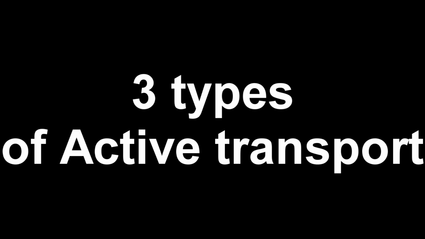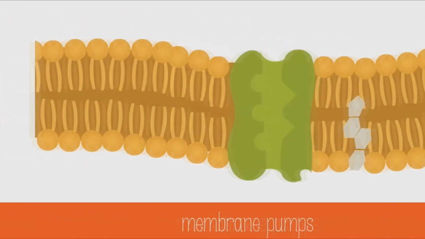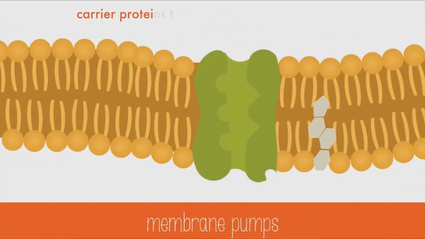Okay, so we have three types of active transport that you need to know. We have membrane pumps, we have endocytosis, and we also have exocytosis. So we're gonna talk about that. First one is membrane pumps.